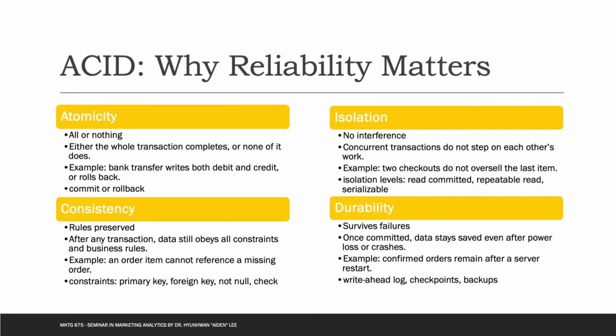Isolation means no interference. When many users work at the same time, their transactions should not step on each other's work. For example, 2 customers checking out at the same time should not oversell the last item. Databases offer isolation levels such as read committed, repeatable read, and serializable to control how strict this protection is.